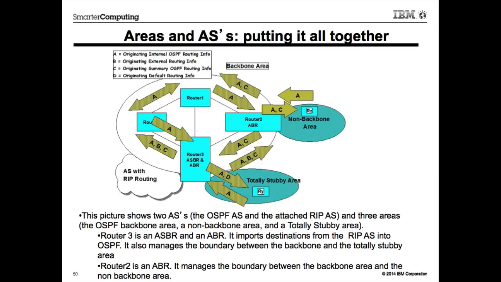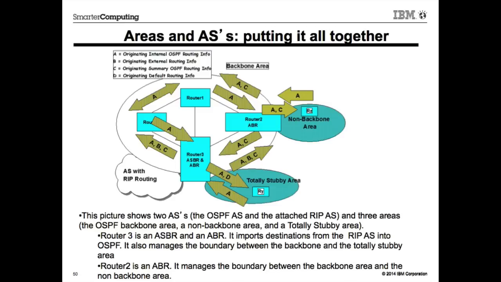Router 2 is an area border router. So router 2 originates internal routing information into its own areas, and it also originates summary routing information into other areas. So for example, the arrow that says AC from router 2 pointing into the non-backbone area means that the router originates its interfaces and destinations that are within that area, and then C means it summarizes backbone destinations into that area. The AC arrow going in the other direction indicates that router 2 advertises its area 0 destinations into the backbone area, and then it summarizes destinations in the non-backbone area to the backbone area. This is only origination.